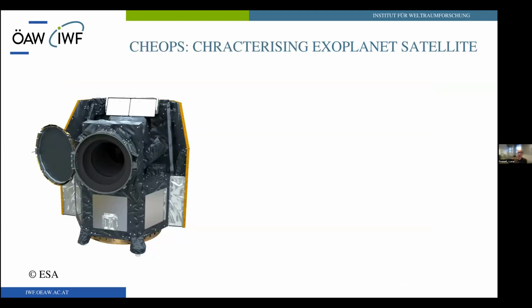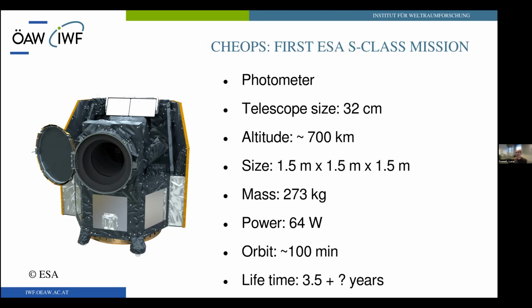So CHEOPS stands for Characterizing Exoplanet Satellite, and there is actually a second meaning behind the name CHEOPS, and the second meaning will become clear later on in the talk. CHEOPS is the first ESA S-class mission, where S stands for small. ESA had a second S-class mission, and after that, the S-class turned into F-class, which means fast.